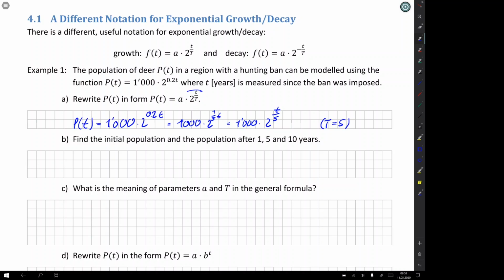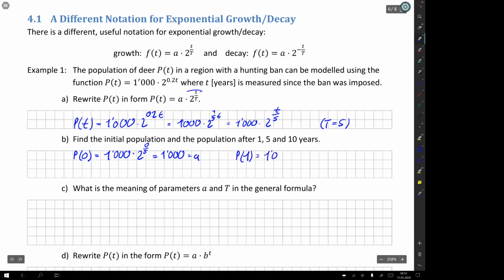What is the initial population and the population after 1, 5, and 10 years? Well, initial population P of 0. Let's use now this formula here. 1000 times 2 to the power of 0/5. 0/5 is 0, 2 to the power of 0 is 1, so we get the initial population is 1000, so that's again the A.